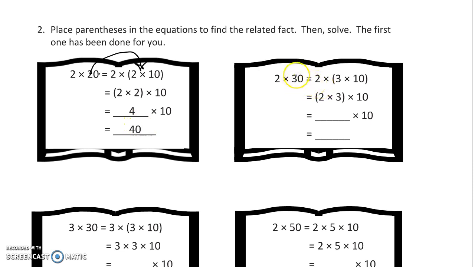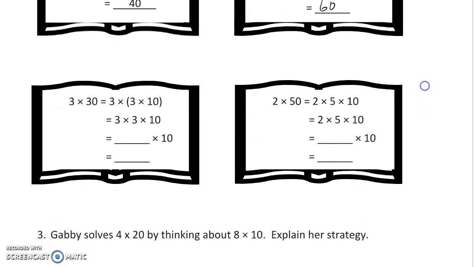Let's try this one. So 30, we can say, is 3 times 10. Move the parentheses in the next line. What is 2 times 3? 6. 6 times 10 is 60. So 2 times 30 is the same as 6 times 10, or 60. 3 times 30, all right? This time we have 3 times 10. So now we have to move the parentheses. They're around the 3 times 10, so we have to move them around the other two factors. What is 3 times 3? 9, and 9 times 10 is 90. So 3 times 30 is 90.